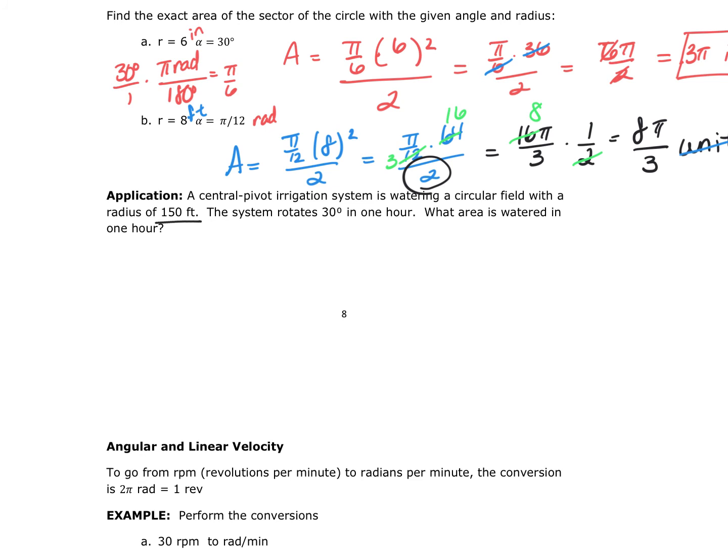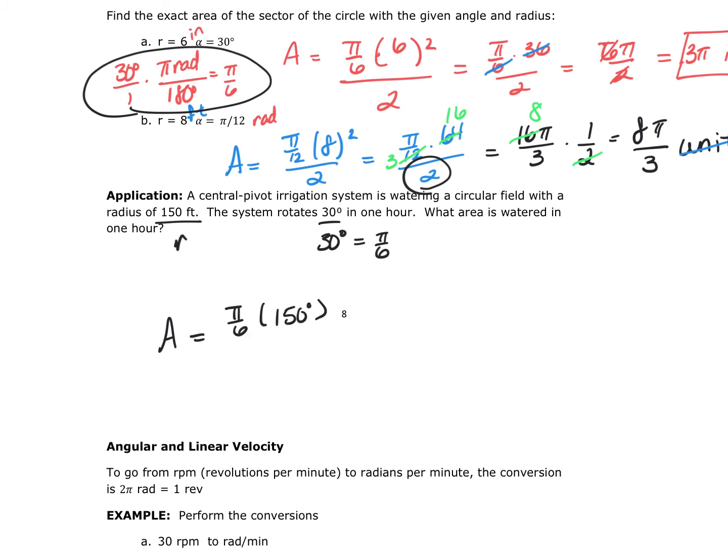So I have my radius. Here's my radius. Here's my problem child. So I know from up above, 30 degrees is pi over 6. And then now it's just a matter of using the area, which is equal to pi over 6 multiplied by 150 feet squared, divided by 2.